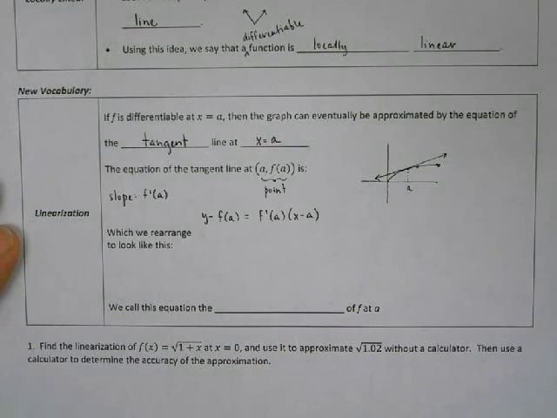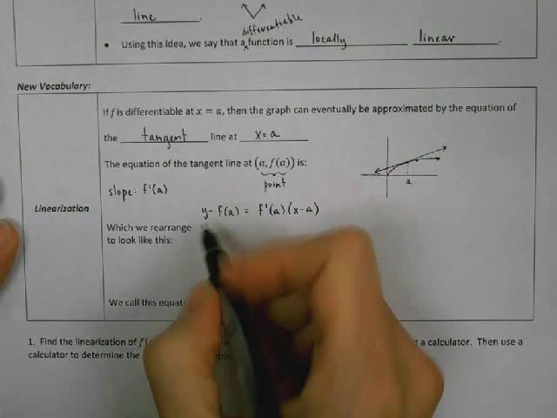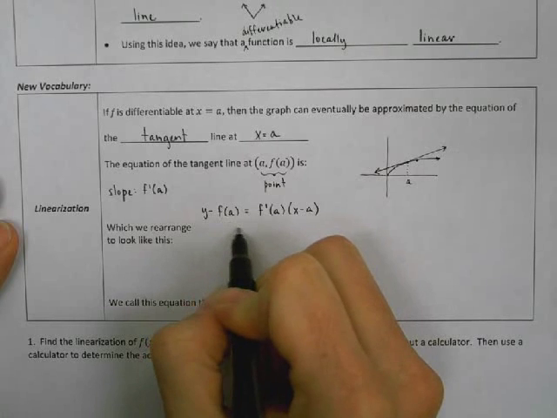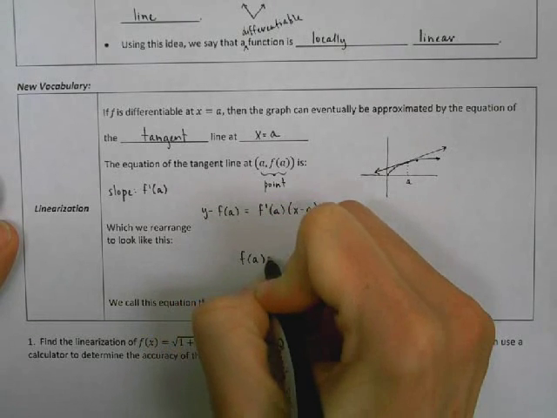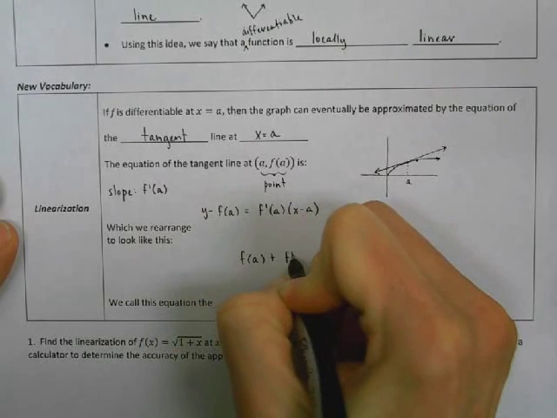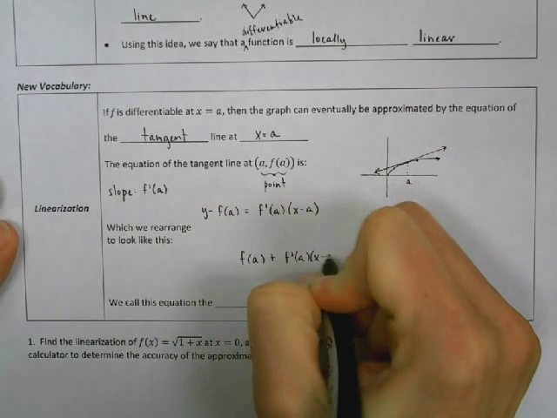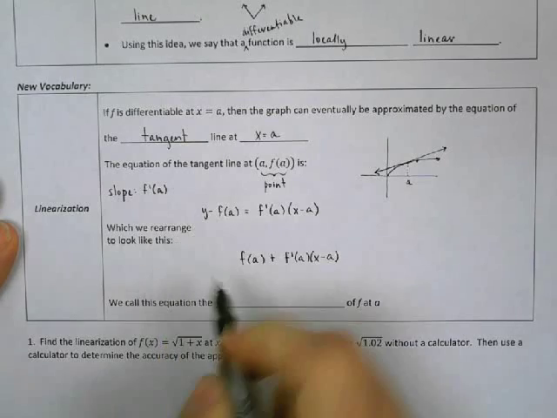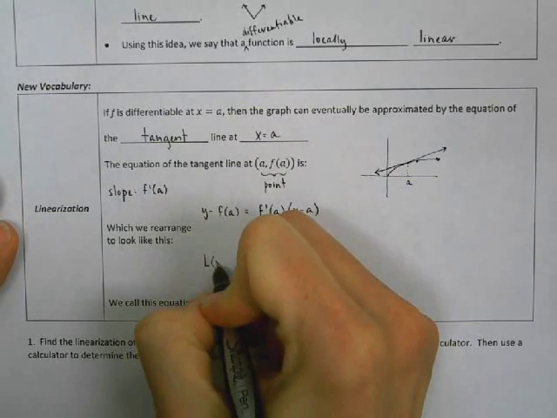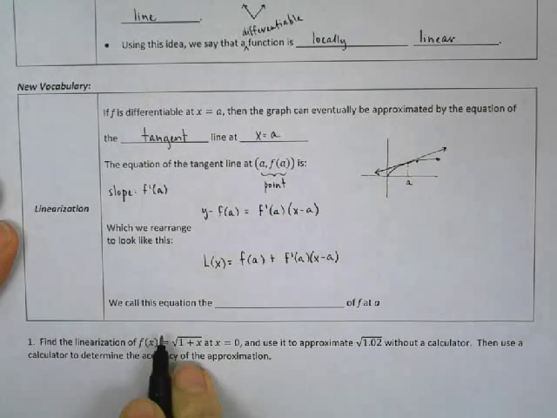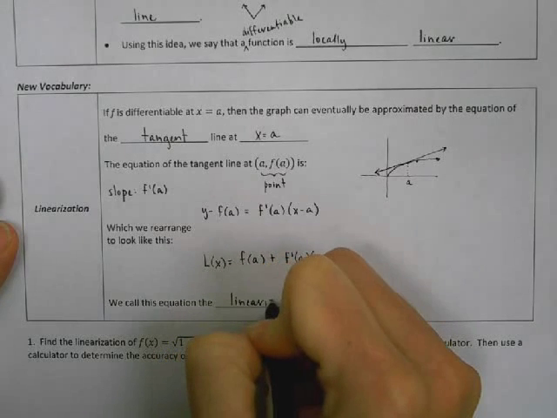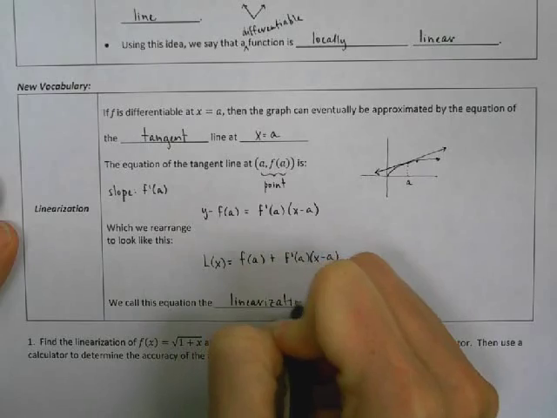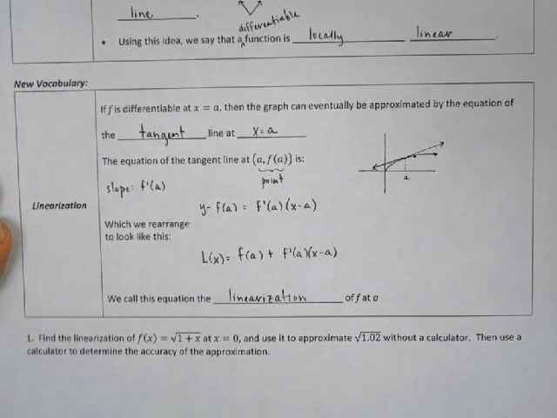And so to get our linearization, all we do is rearrange that equation. I'm going to move my f of a over to the right side by adding it. So I get f of a plus f prime of a times x minus a. And now instead of calling that y, I'm going to call that L of x. Right? We call that equation the linearization of f at point a.